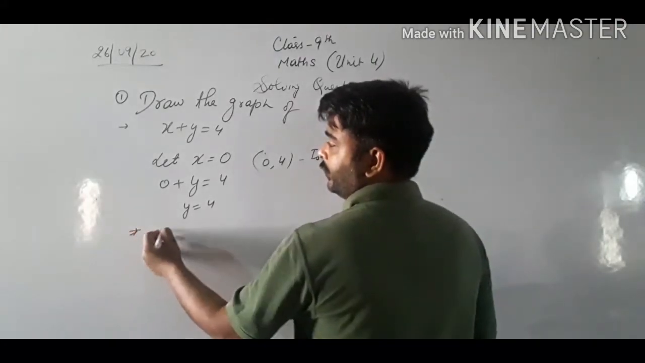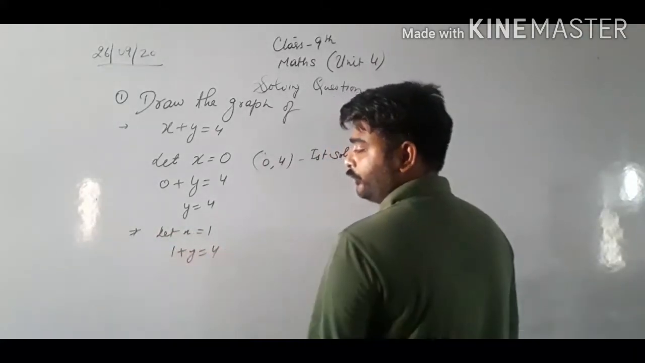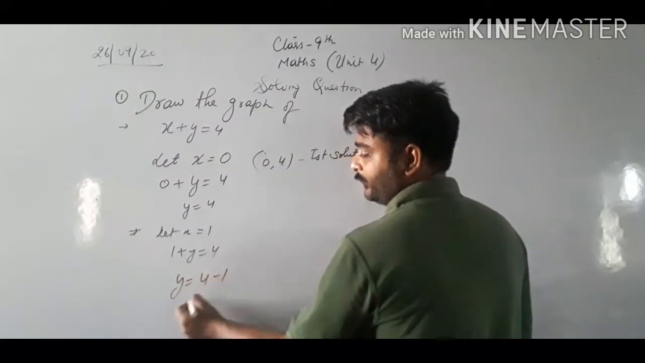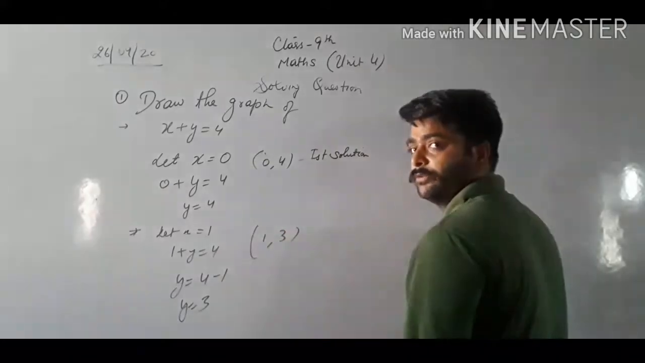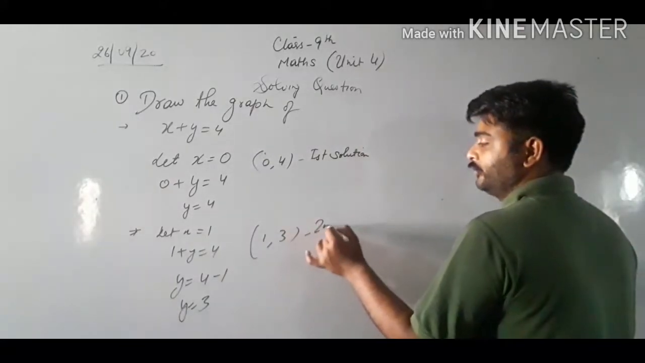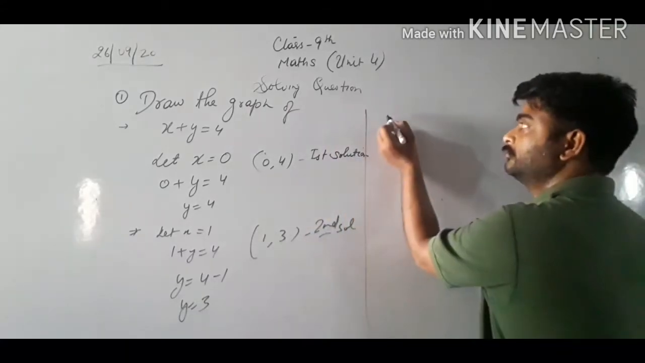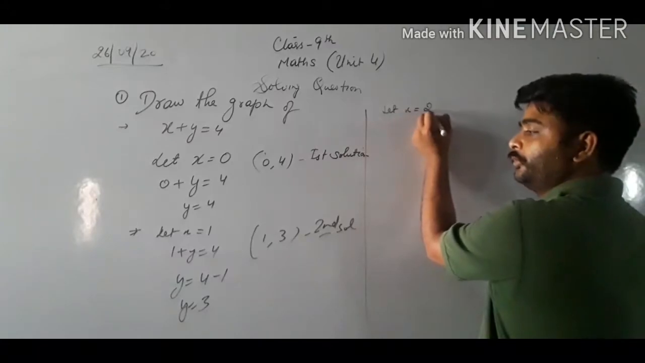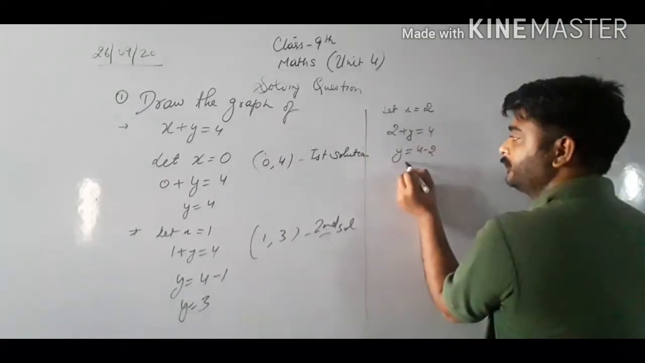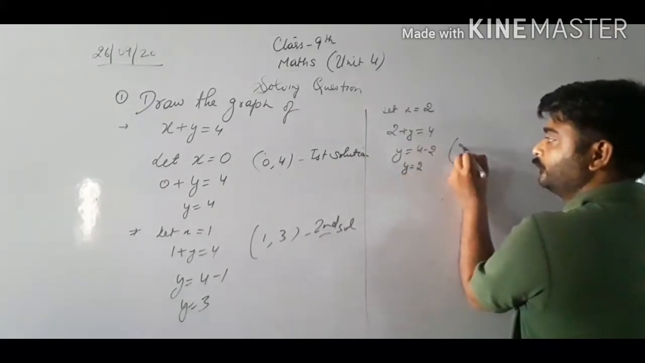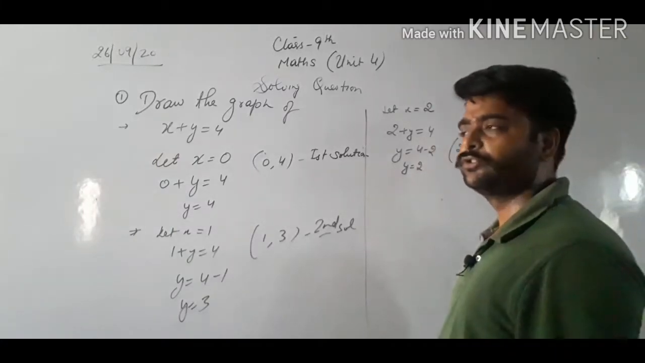Second, let x equals 1. So 1 plus y equals 4, so y equals 4 minus 1, that is 3. The solution is (1, 3). Any doubt? That's the second solution. Okay. For the third solution, let x equals 2. So 2 plus y equals 4, y equals 4 minus 2, that is y equals 2. So (2, 2) is the third solution. Likewise you can find fourth, fifth and as many as you want.